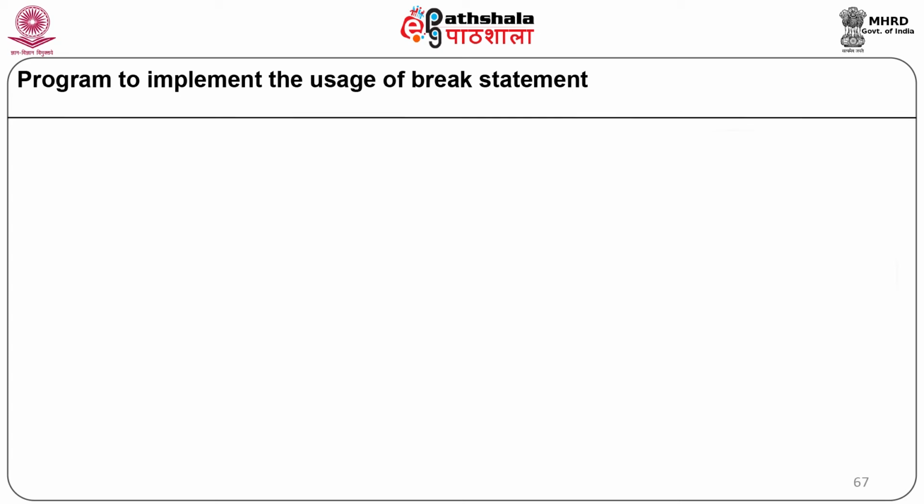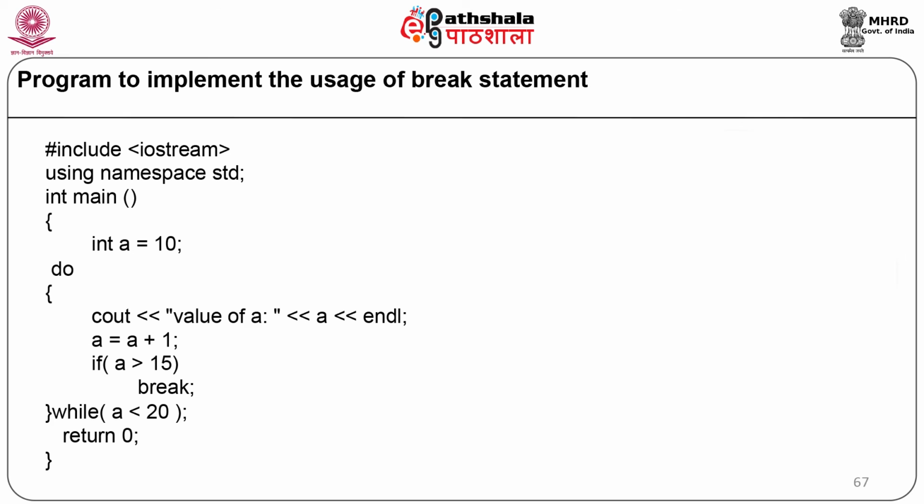Now, let us see a program to implement the usage of the break statement. #include <iostream>, using namespace std. We will start with the main program, int a equal to 10, do, cout statement, value of a, the message, and a equal to a plus 1. If a is greater than 15, then we will have a break statement. Now, while a less than 20, return 0, main program ends.